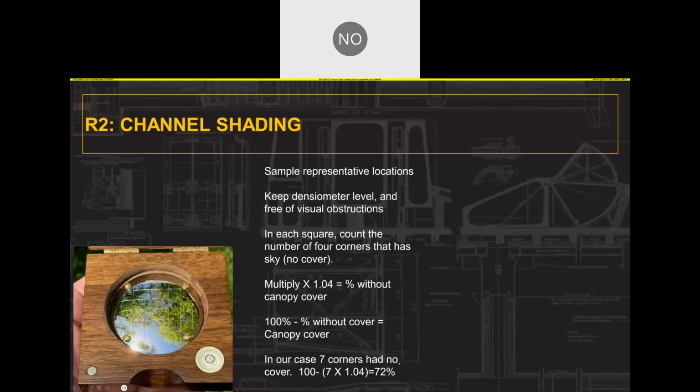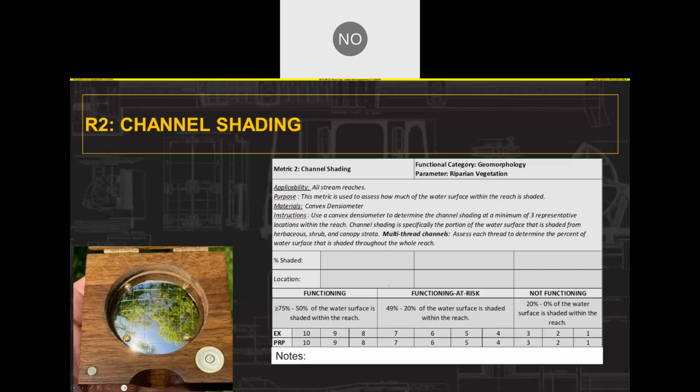Oh, in this case, 7 corners. I guess I must have used a different number for that. Sorry about that. So we have then our metric again. If we had 87%, like I mentioned earlier, you'd be in the functioning range. That's pretty good canopy cover for your stream.